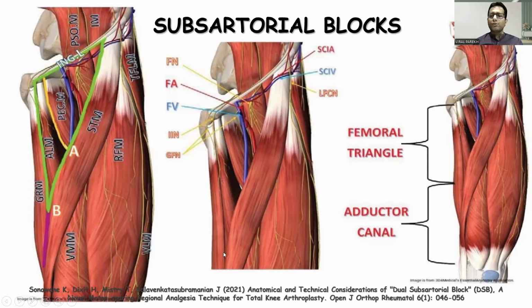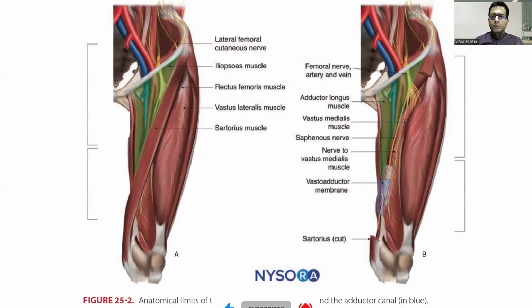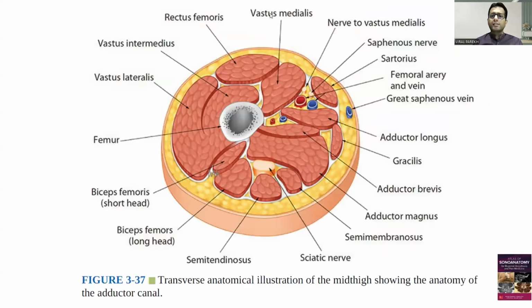It runs beneath the sartorius muscle and then opens in the adductor hiatus, which is an opening in the adductor magnus muscle. So this is the picture which is showing the femoral triangle, and now the sartorius is removed. This is the picture showing the vastoadductor membrane which separates the nerve to vastus medialis from the adductor canal at the level of adductor canal. This is the cut section of the thigh showing the adductor canal.